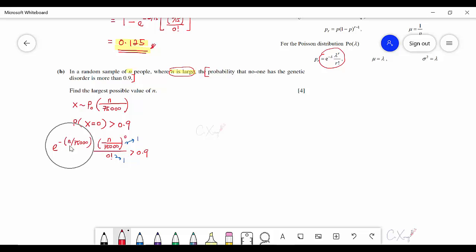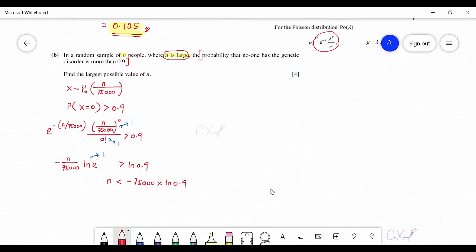To get the n over 75,000, I take ln on both sides and I pull the number in front. It will become negative n divided by 75,000 multiplied with ln e, and it will be greater than ln 0.9. Again, the value of ln e equals 1 as well. So to get the value for n, I bring the 75,000 over, becoming negative 75,000 multiplied with ln 0.9.